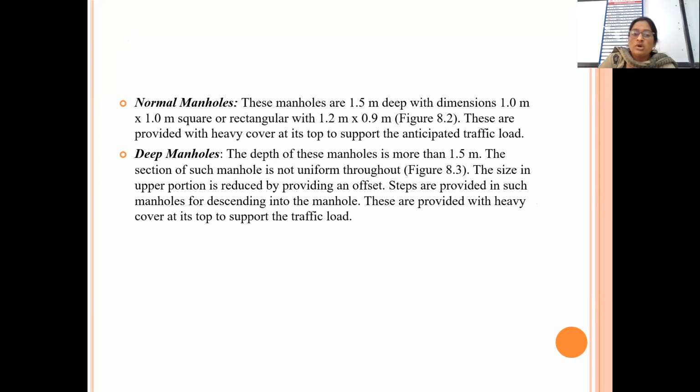And the section of the manhole is not uniform throughout. At the surface, it will be of smaller diameter. So first, as per depth, it is classified into three. First one is 0.7 to 0.9, then 1.5 meter, and greater than 1.5 meter, it is called the deep manhole. But the section, or the shape of this entire deep manhole will not be uniform throughout the depth. It will change. How will it change? At the surface, it will be smaller, then it will take a bigger shape, and again at the depth, it will become smaller.